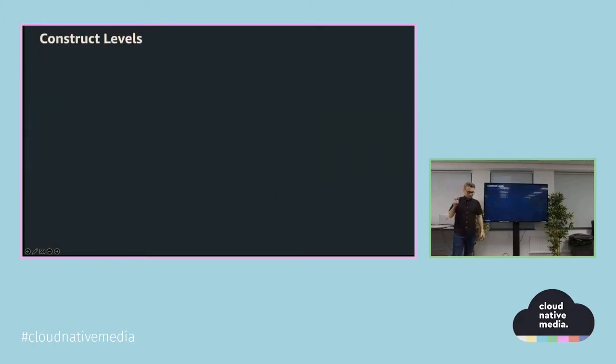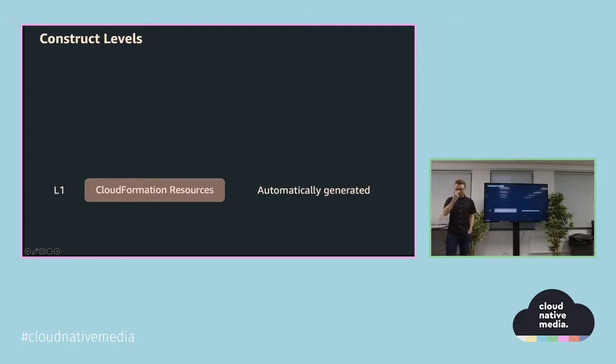So I've mentioned abstraction quite a lot. And what I wanted to just clarify is what the different construct levels are and how they basically differ from each other. So layer 1 is automatically generated from CloudFormation resources. If you've used CDK before, in the documentation these are normally prefixed with CFN something. These are automatically generated, and when a new CloudFormation release gets pulled in and CDK updates, they'll automatically be reflected in CDK.